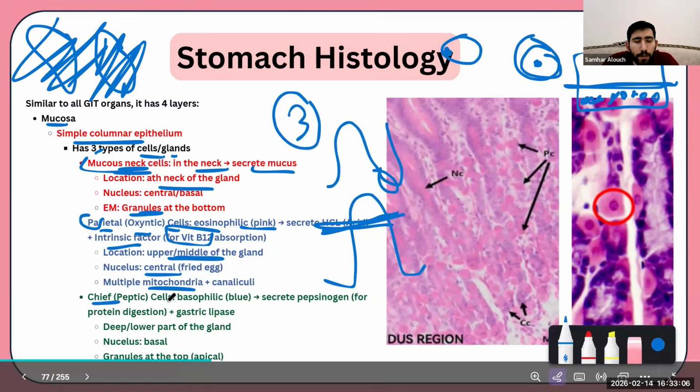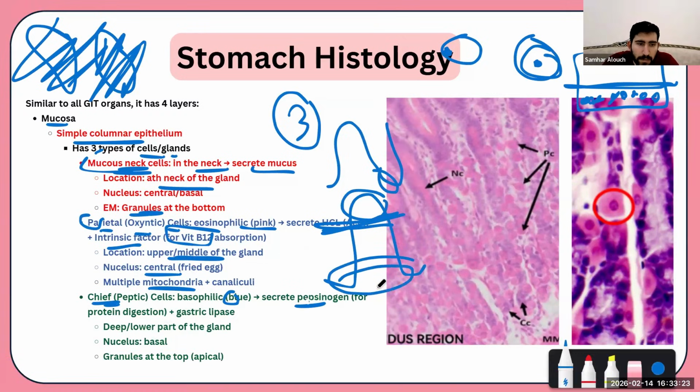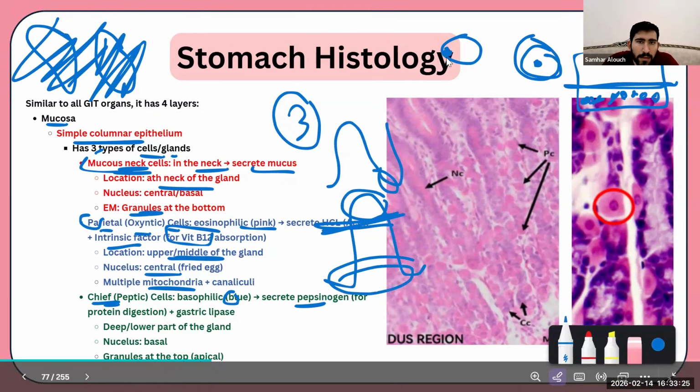Finally, we have the chief or peptic cells. They are blue, okay? Chief cells are blue, basophilic. They secrete pepsinogen, which is important for protein digestion. Where are they? If parietal cells are at the top, then chief cells are at the bottom, okay? The nucleus is basal, like blue basal, you get the point. And the granules are at the top. So what does that mean? Let's look at this picture.